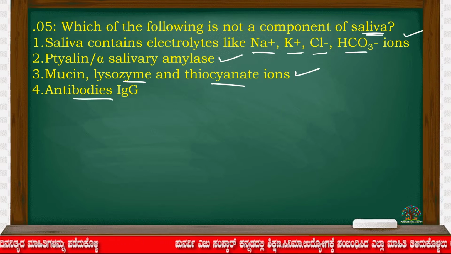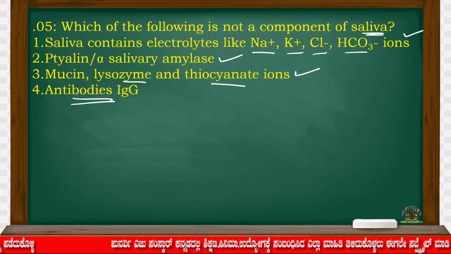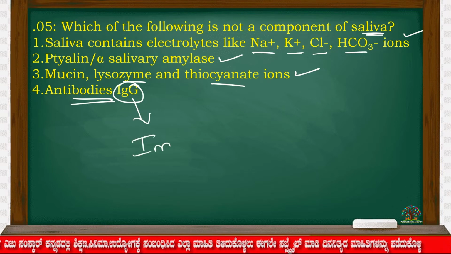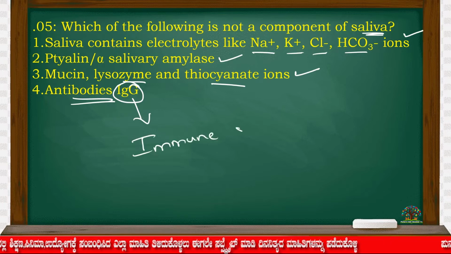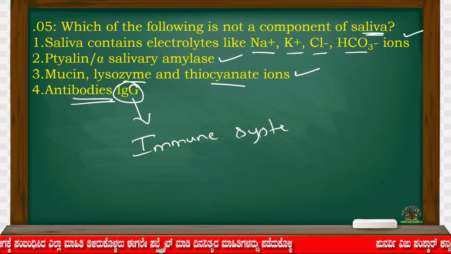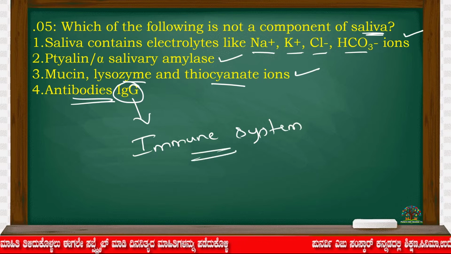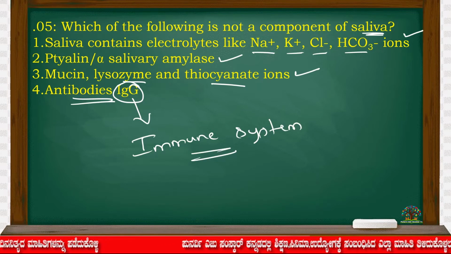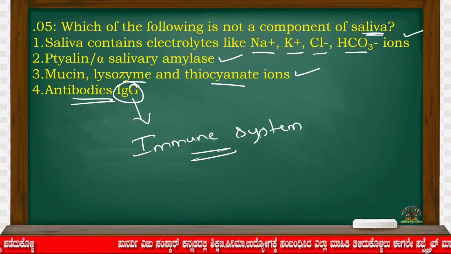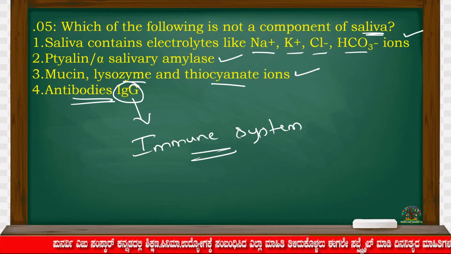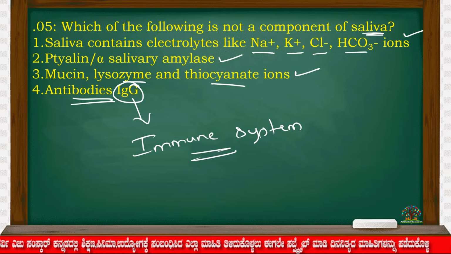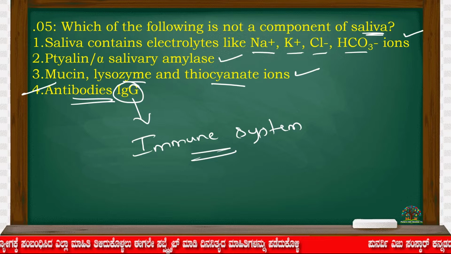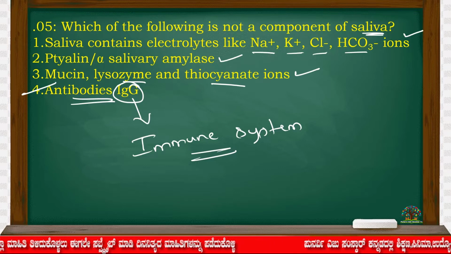Whereas option number 4, antibody IgG. This is with respect to the immune system of the body. These are immunoglobulins and they have no relation with the saliva of the body. They are present in the blood and the lymphatic system of the body. Therefore, it is not a component of saliva. So the last option, option number 4, is not a component of saliva.